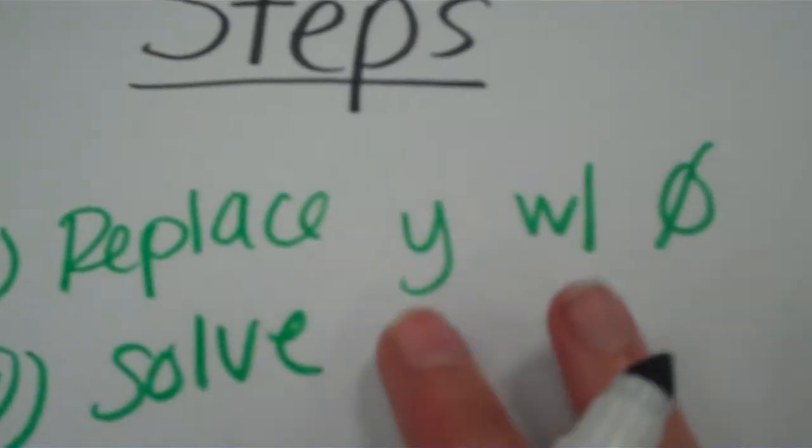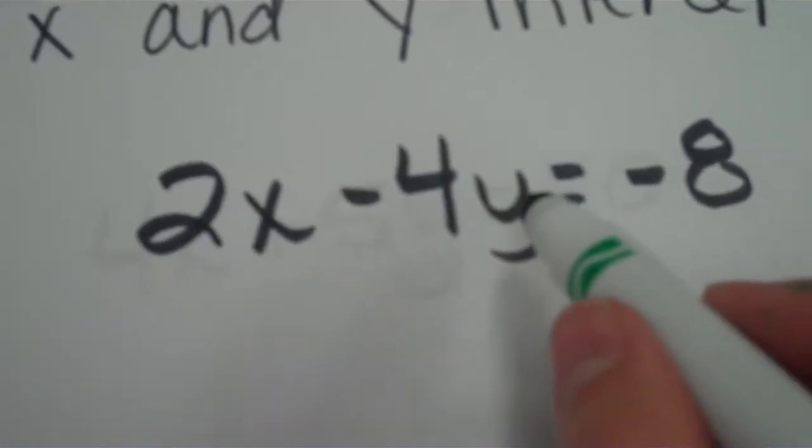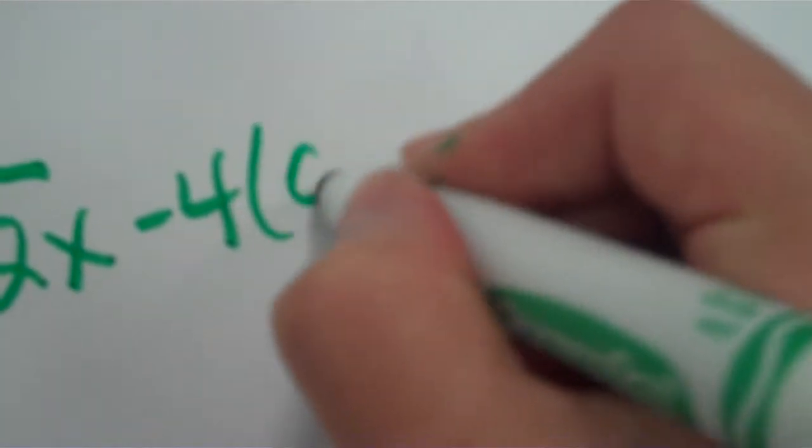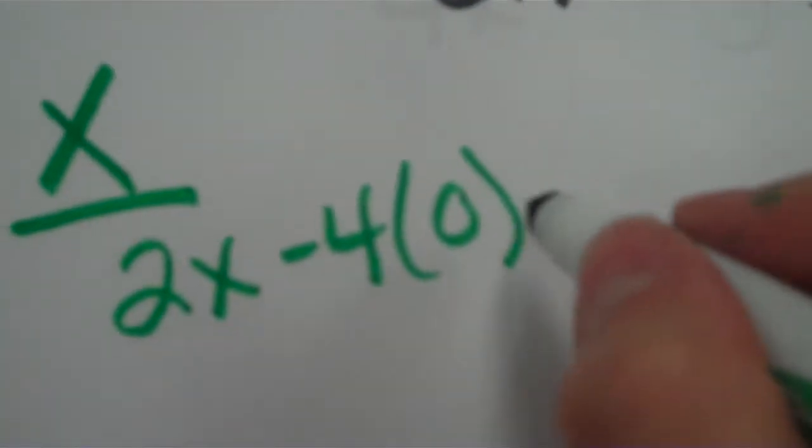We'll do the x-intercept first. So I'm going to go ahead and put an x here for the x-intercept. So remember, for x-intercept, you replace y with 0. What I mean by that is you rewrite this whole thing, but instead of y, we're going to put 0. So 2x minus 4, but instead of y, I'm going to put 0 equals negative 8.